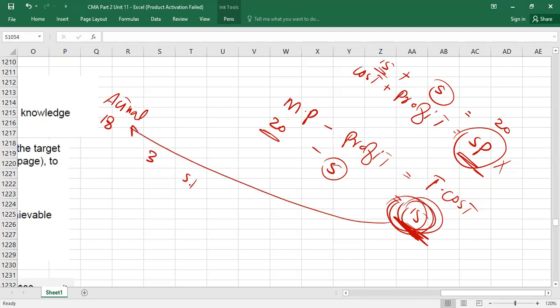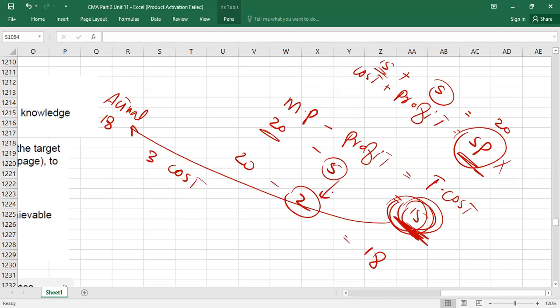$3 extra cost you are incurring. So what will happen if, for example, your actual cost is 18? So 18 is your actual cost, and you cannot sell more than 20. It means your profit will reduce automatically to $2. Right or wrong? From 5 to 2.